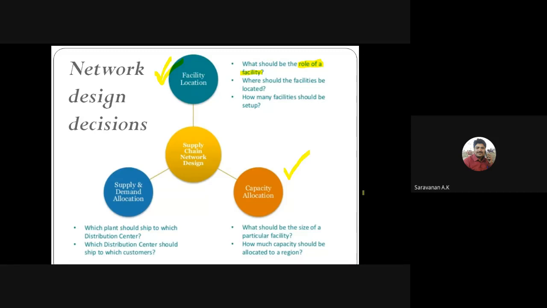One more important decision is the market and demand allocation. Depending upon the market, how we can supply a product and how demand will be there, we have to allocate materials to a particular location. So the important decisions are facility location, capacity allocation, and supply and demand allocation. Including the facility role, we have taken four network design decisions. You should remember that.